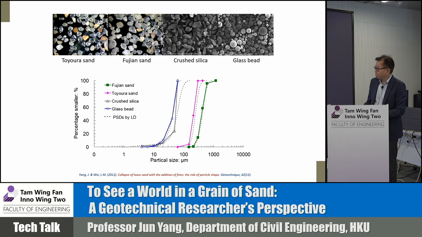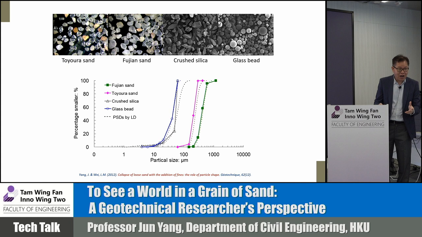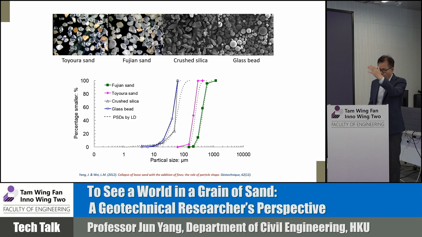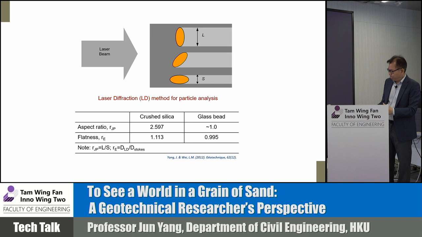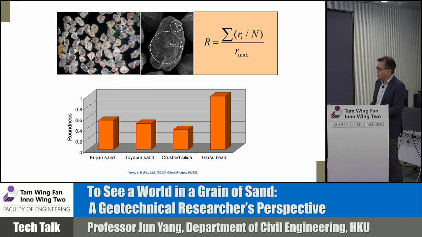This slide gives you the images of particles of Toyota sand, Fujian sand, the silica fines, and the glass beads, along with their size distribution curves. We tried to use the laser diffraction method to measure the particle shape. In terms of roundness, the Fujian sand and the Toyota sand are comprised of subangular to subrounded particles. But the glass bead fines are highly spherical and rounded; the roundness is close to one. The crushed silica fines are very angular. This difference in particle shape contributes to the observed difference in behavior.